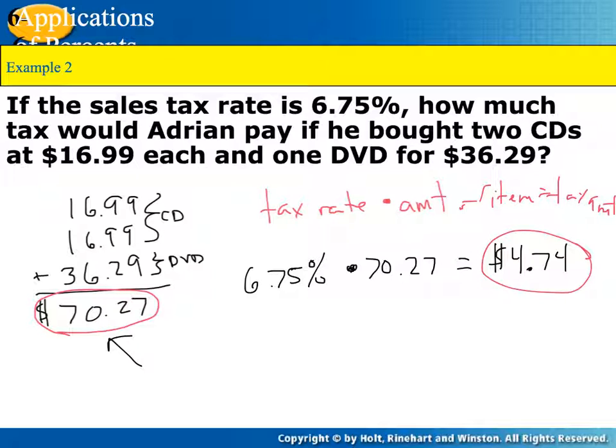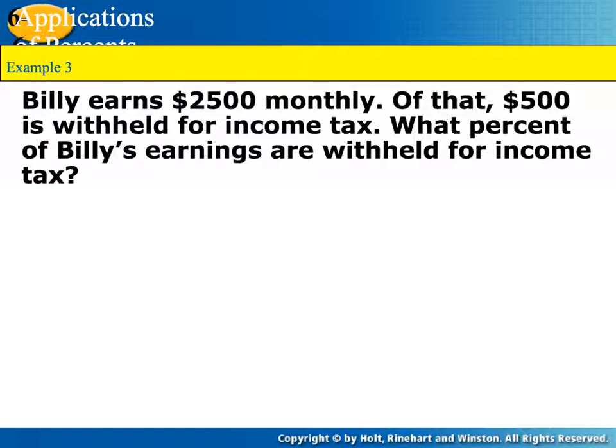How could you find the total amount? Well, take your tax amount and add it to your item amount, and you would get your total. Okay, but all I'm asking for is the amount of tax. Okay, got it? Good. All right, here we go.